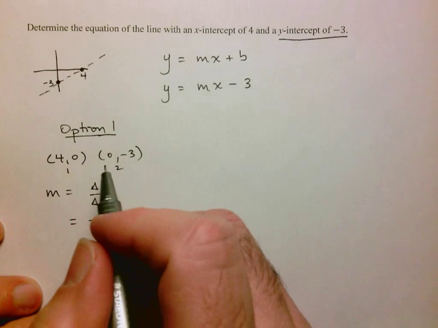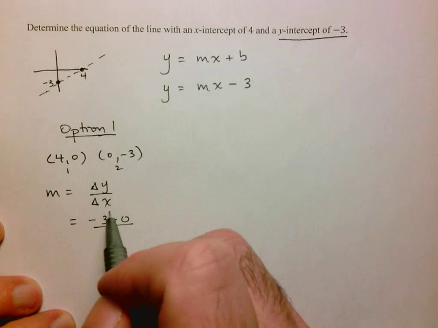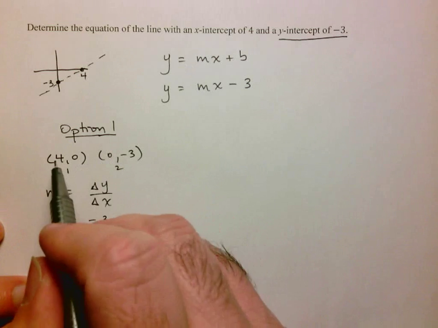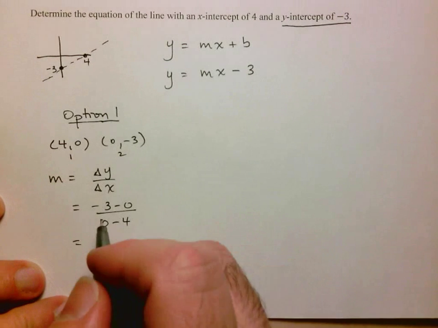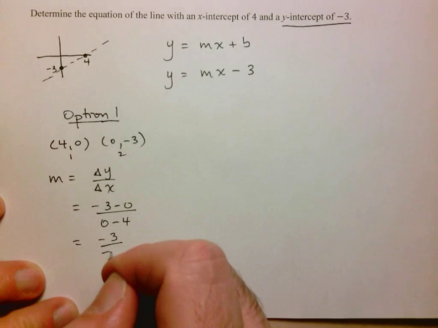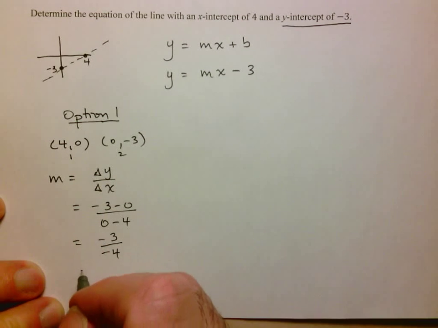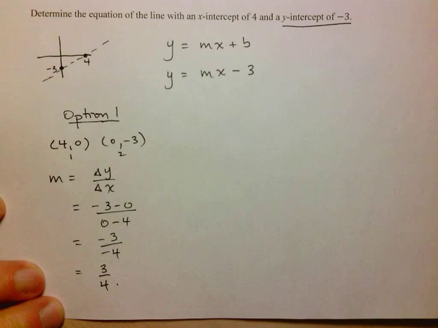Then in the denominator, it's the difference in the x's. I just have to keep the same order as I did in the numerator, so 0 minus 4. Let's simplify that. -3 minus 0 is -3, and 0 minus 4 is -4, which we simplify as 3 over 4. As expected, we have a positive slope.